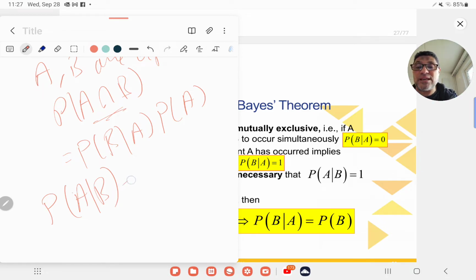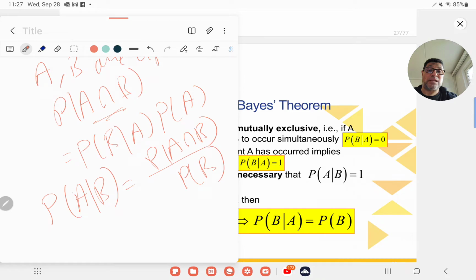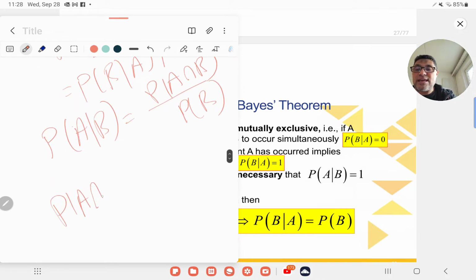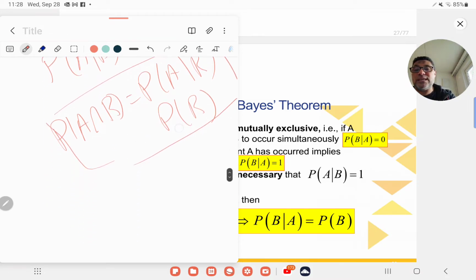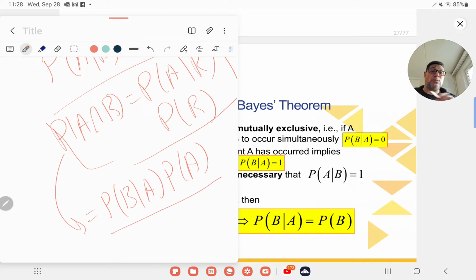So the probability of A given B equals the probability of A and B, because the probability of A and B is the same as the probability of B and A, but here we divide by the probability of B. Which means that the probability of A and B is also the probability of A given B times the probability of B. So it is the same: the probability of A and B equals the probability of A given B times the probability of B, which equals the probability of B given A times the probability of A. This is important when we deduce the Bayesian theorem.